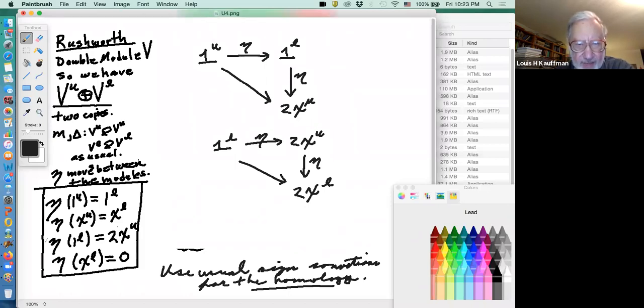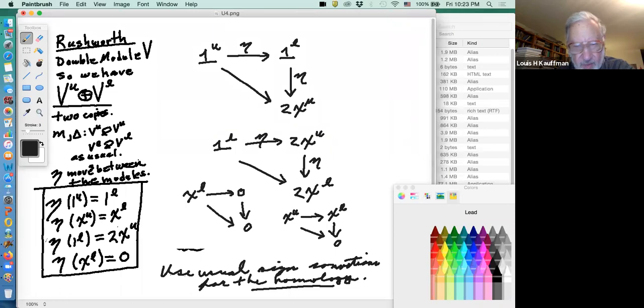And then on the other hand, if you had an x left, it would go to 0 immediately, and then it would go to 0. And on the other hand, if you had an x upper, which also ought to go to 0, it will go to x left, lower, excuse me, and then it will go to 0. So in both cases, it will go to 0, and that's also what you wanted.